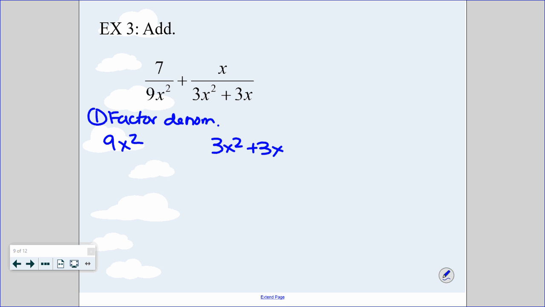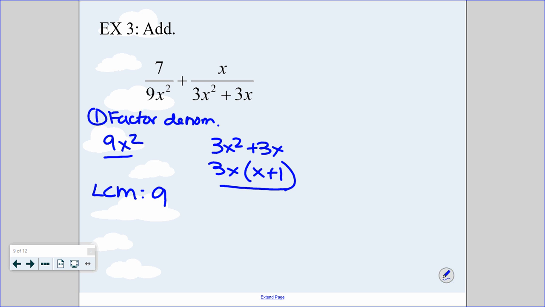Is there anything common in both? Yes. 3x. Okay, so what am I left with? x plus 1. Okay. So now these are my 2 denominators, this one and this one. And I need to find my least common multiple to find my least common denominator. Okay? So if I look at the numbers, just looking at the numbers first, okay? What is my least common multiple with 9 and 3? 9, because 3 times 3 is 9. So in order to make these the same, all I would need is another 3 over there. Okay? So my least common multiple is going to have a 9 in it.